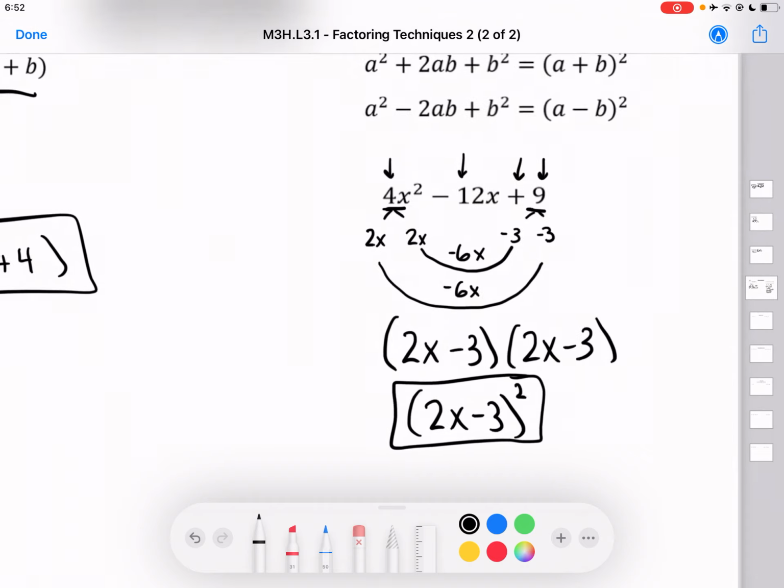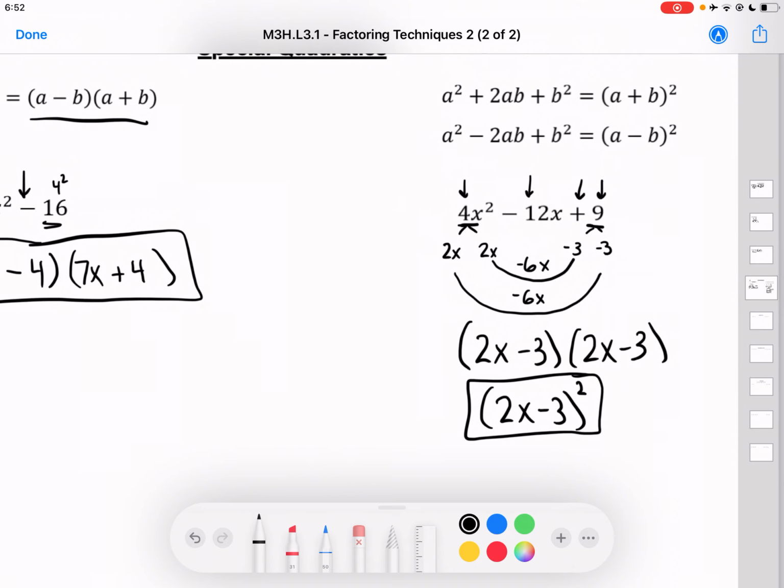So I went through that one a little fast, but that's because you can still use the technique we've already learned. If you recognize that there's perfect squares at the beginning and the end of the polynomial, it makes it a little faster. So that would be factoring quadratics.